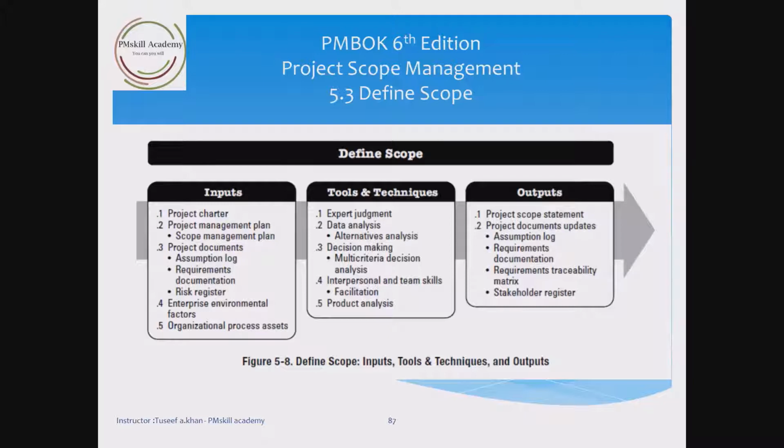Since all the requirements identified in collect requirements may not be included in the project, the define scope process selects the final project requirements from the requirement documentation developed during the last process. So as per the scope of the project, we will take information from the collect requirements process group. We will use the output.